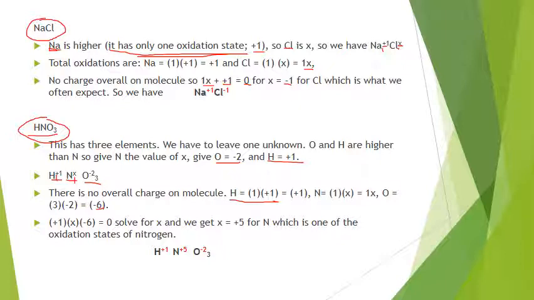So you get +1 plus X. There should be pluses in between these. So +1 plus 1x plus -6 equals 0. Solve for X, and you get X equals +5. And so nitrogen is +5. Its oxidation number is 5. And if you look at that on the periodic table, that is indeed one of its main oxidation numbers.